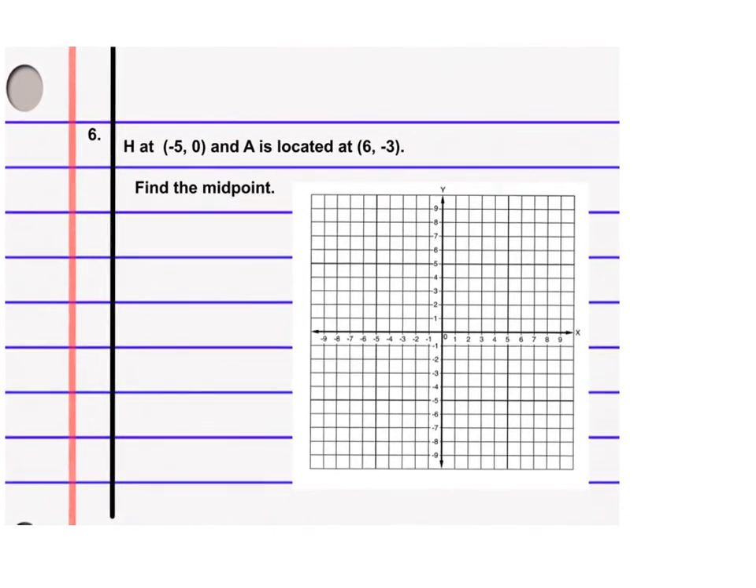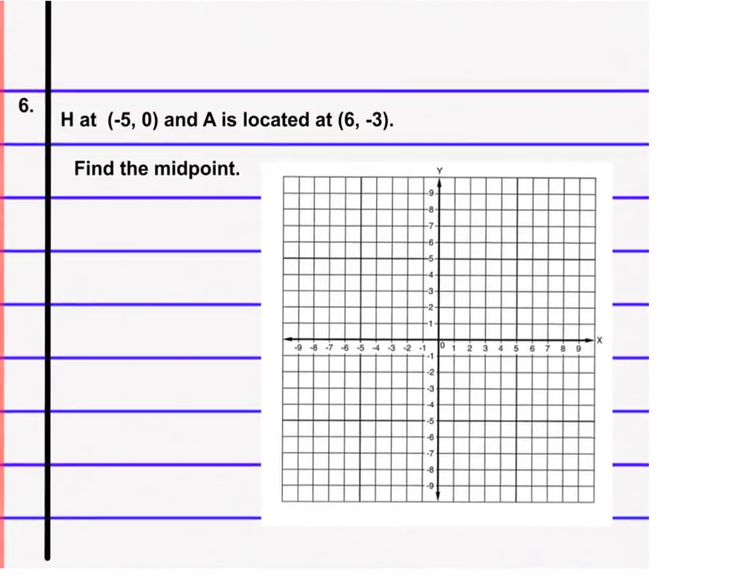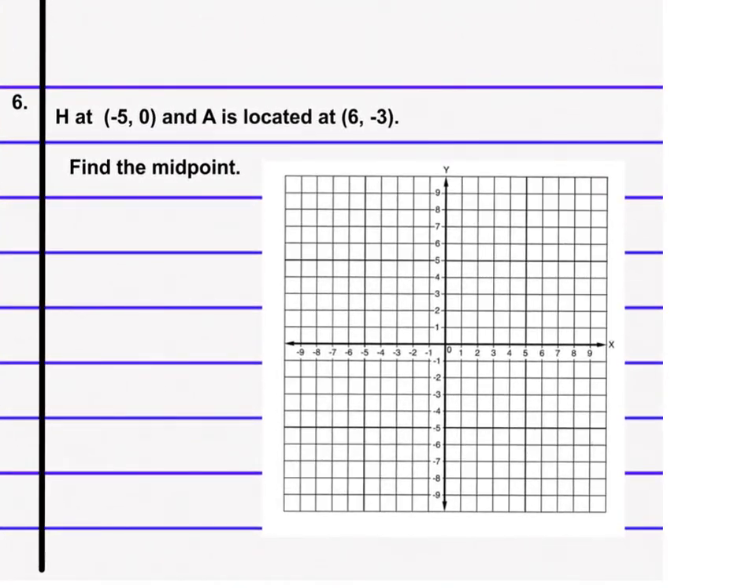All right, let's try one more. I would encourage you to try this one on your own. Pause the video, set it up, try it on your own, see how you do. I will put up the answer as well. So negative 5, 0 is right here. And A is at 6, negative 3. All right, let's label our points x1, y1, x2, y2.